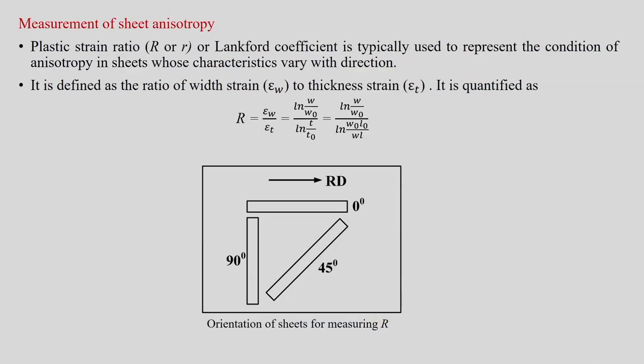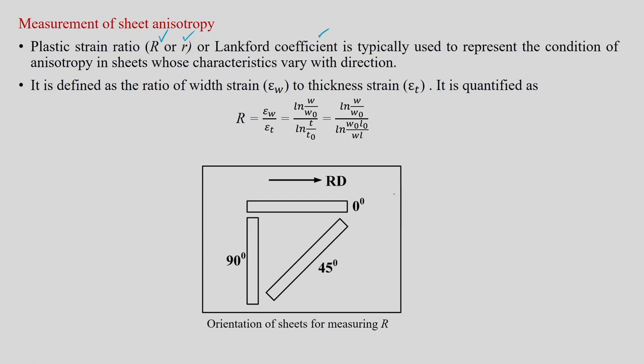So, how are we going to quantify it? If you want to measure sheet anisotropy, then we introduce a parameter or maybe a material property called plastic strain ratio, generally referred to as capital R, sometimes smaller also depending on the situation. It is also called the Langford coefficient. It is typically used to represent the condition of anisotropy in sheets whose characteristics vary with the direction. Again, in sheets, it is going to be the rolling direction.